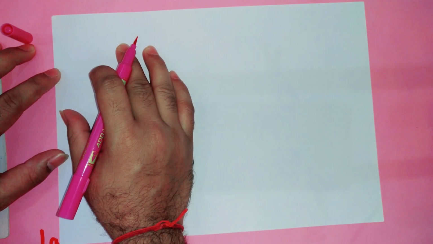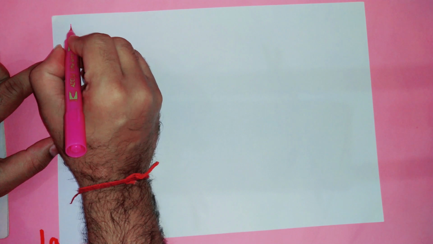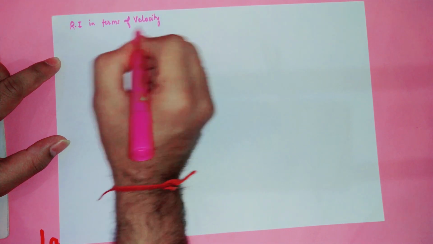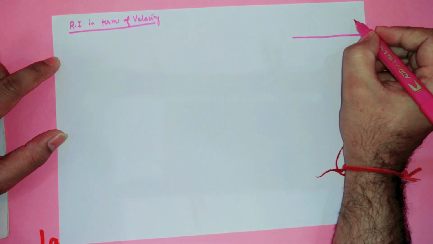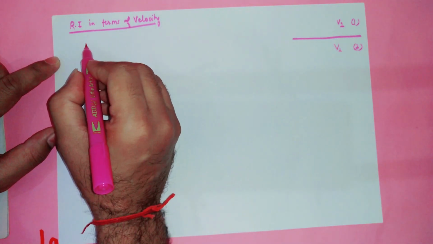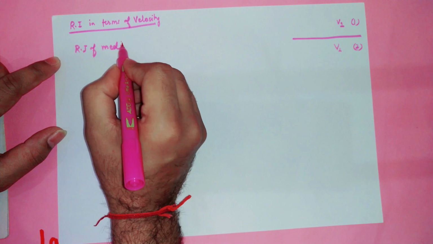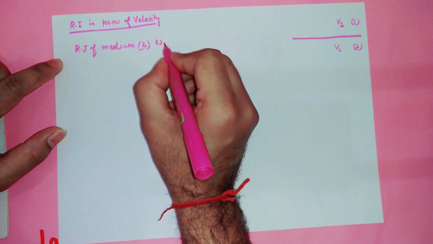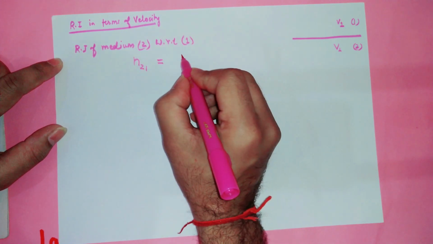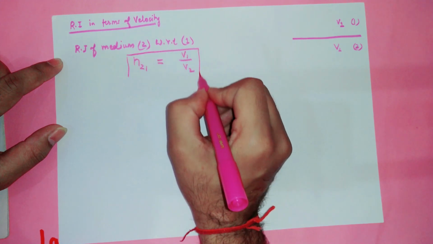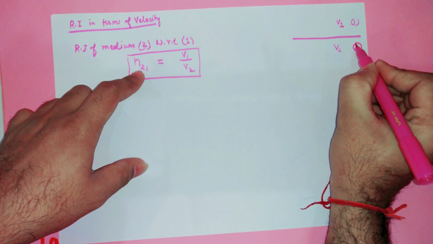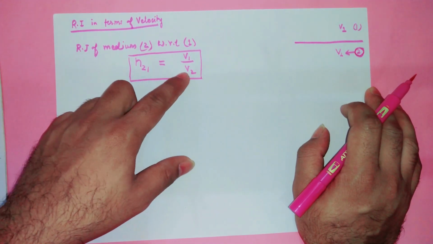Now the refractive index of a medium in terms of velocity. Suppose we have this interface, and this is medium 1 having velocity v1, and this is medium 2 having velocity v2. If I want to calculate the refractive index of medium 2 with respect to medium 1, how will we denote it? The refractive index of medium 2 with respect to 1 is equal to v1 by v2. This is the formula. We want to calculate the refractive index of medium 2, so the velocity of that medium will always be in the denominator.